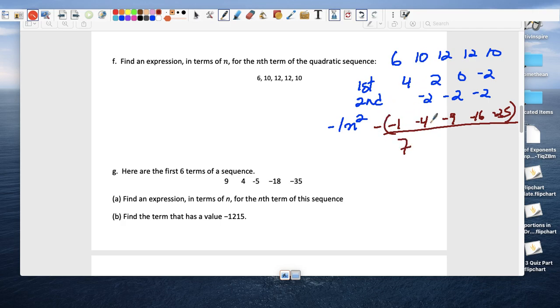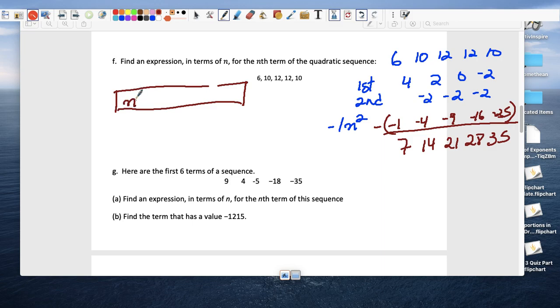10 minus negative 4 is 14. 12 minus negative 9 is 21. 12 minus negative 16 is 28. And the last one is positive 35. So our expression, and our nth term, is already negative n squared.